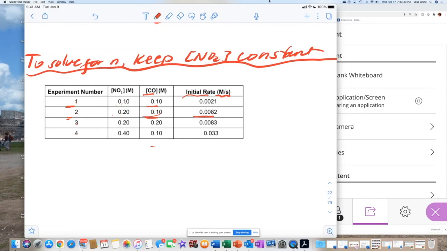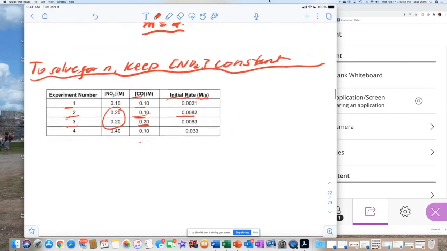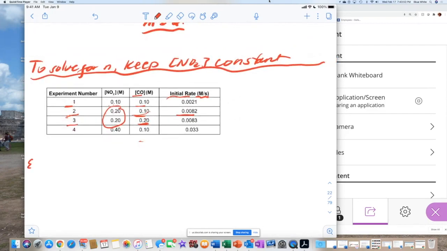Okay, so experiments 2 and 3, right? NO2 is constant, so we're going to be doing 2 and 3, which is bigger. The numbers in 3 are bigger than in 2. So we're going to be doing experiment 3 over experiment 2. We're going to do the rate law for experiment 3 over the rate law for experiment 2, right?